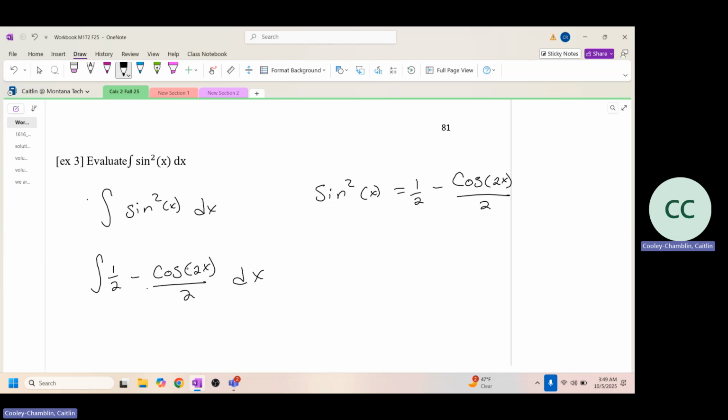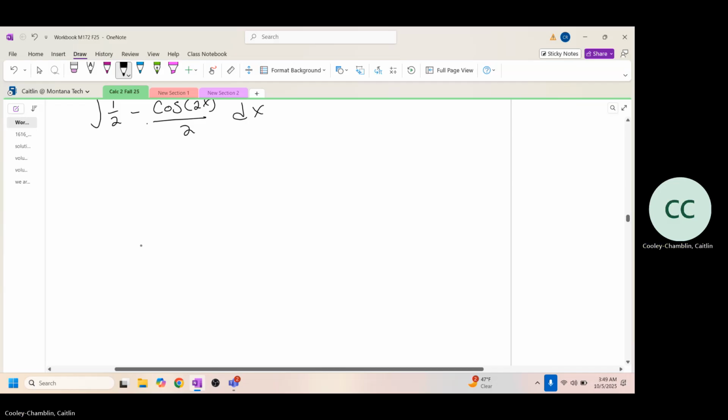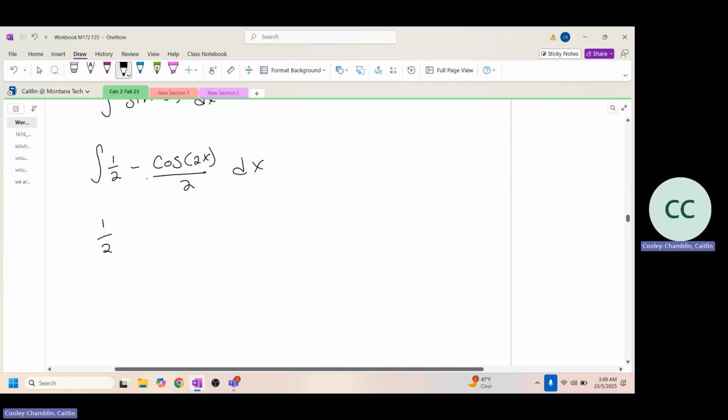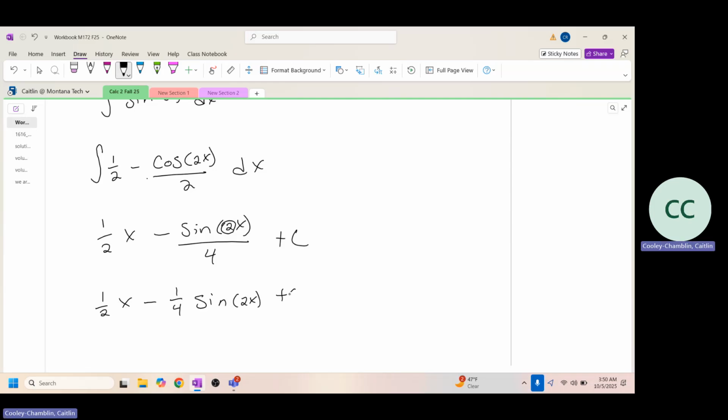Okay. Cosine's not being squared. There's nothing weird going on. We can actually just integrate this. So I get 1/2 x minus the antiderivative of cosine is sine. So minus sine of 2x. And we already had a divided by 2 down here. This 2 right here gives me divided by 4. Plus c. And so we get 1/2 x minus 1/4 sine of 2x plus c.